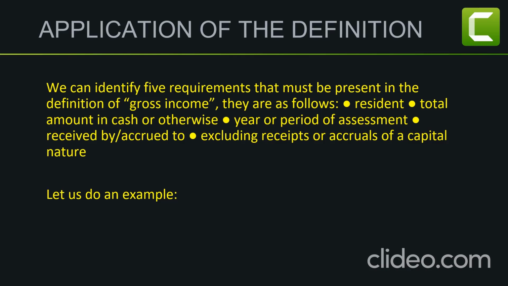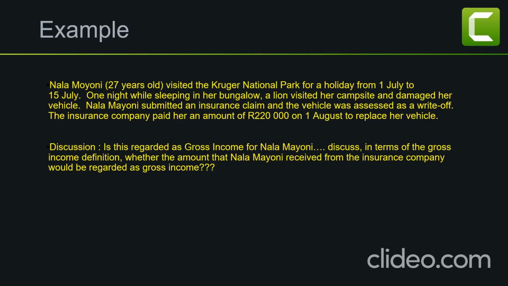Okay, now that we have the requirements that must be present in the definition of gross income, let's quickly run through an example. Nala Mayoni is 27 years old, so it's an individual. She visited the Kruger National Park for a holiday in July. One night while sleeping in her bungalow, a lion visited her campsite and damaged her vehicle. Nala submitted an insurance claim and the vehicle was assessed as a write-off. The insurance company paid an amount of 220,000 on 1 August to replace her vehicle.